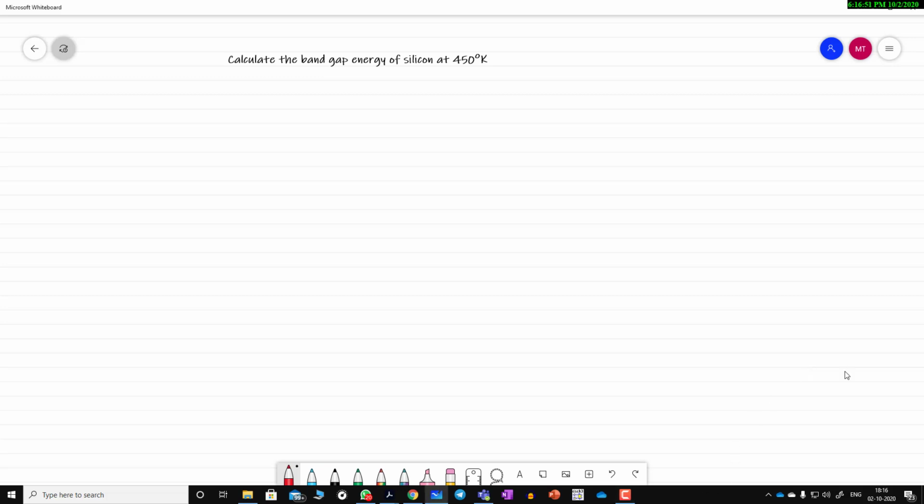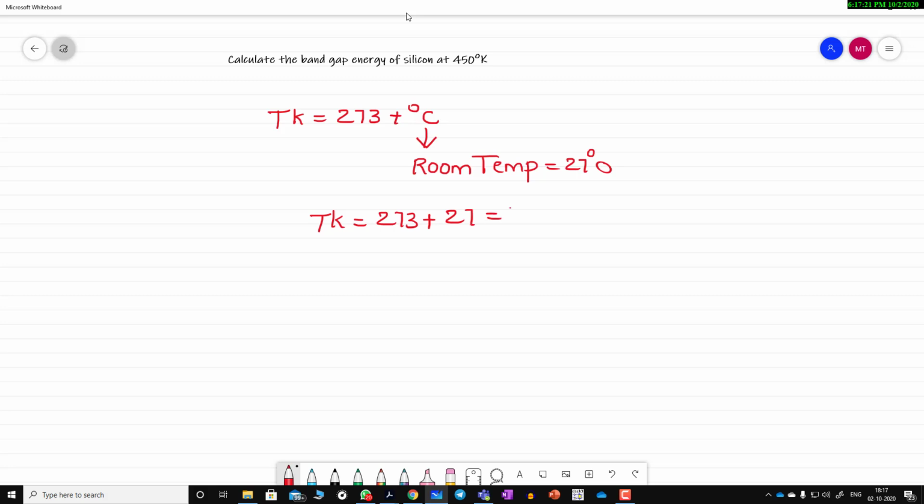So in this video, let us solve this problem. The question is, calculate the energy band gap of silicon at 450 degree Kelvin. Generally we know that temperature in Kelvin can be written as 273 plus centigrade. So here this can be room temperature. Suppose room temperature is 27 degree centigrade, then temperature in Kelvin is 273 plus 27. So this gives rise to 300 Kelvin.